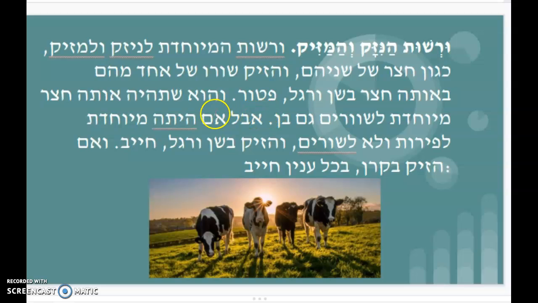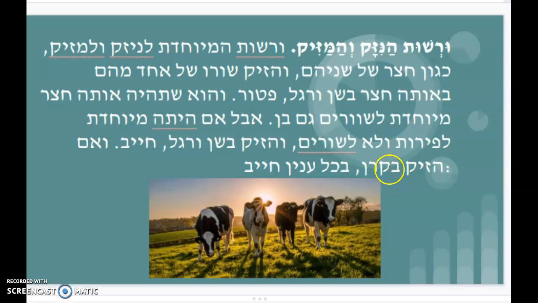Aval, im haita miyuchedet leperot velo leshorim. If it's miyuchedet leperot, to fruits, velo leshorim, not to cows. This is a chatzer. We're talking about somewhere that there's a farm going on, but it's not the cow field. It's the fruit field where they store stuff. And suddenly someone brings in a cow. V'hizik b'shein v'regel. The cow eats it, or destroys it. Why are you bringing a cow in the fruit field? That's a bad choice. Chayav. Then the mazik is chayav because it's really the mazik's fault. He should not have brought the cow in the fruit field.